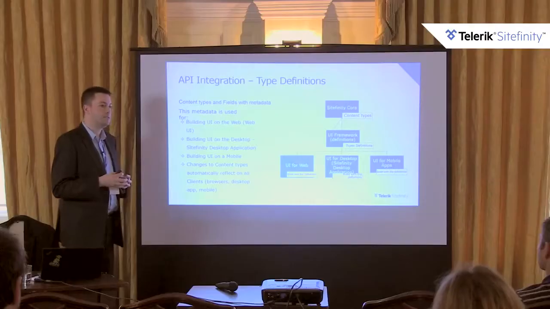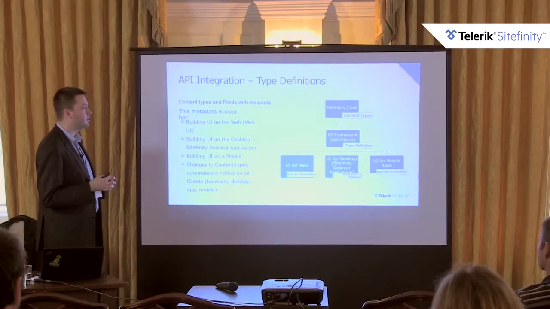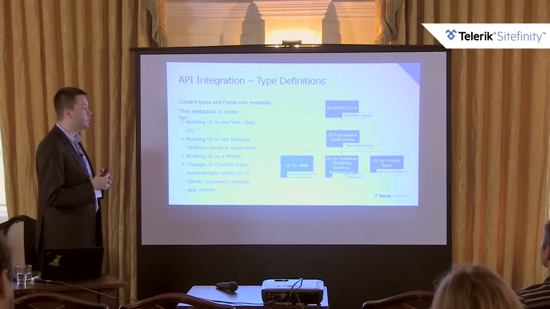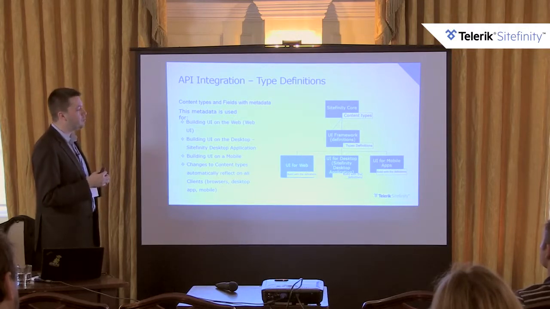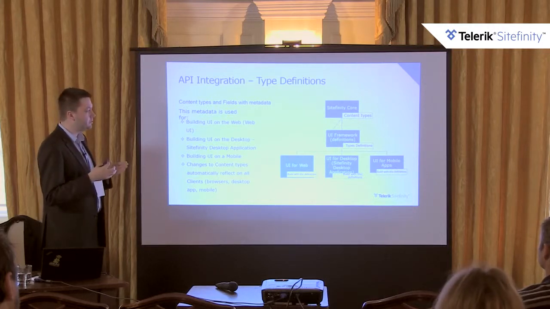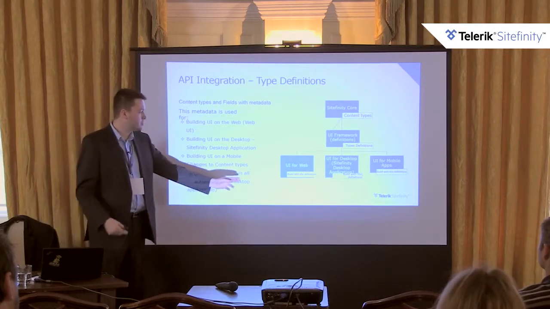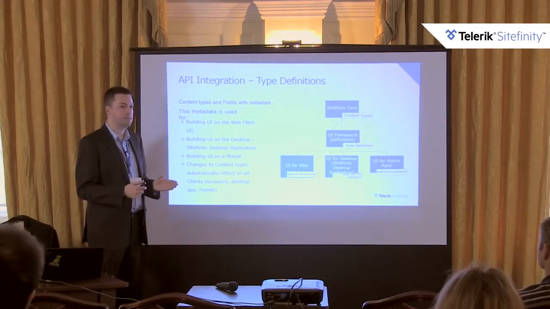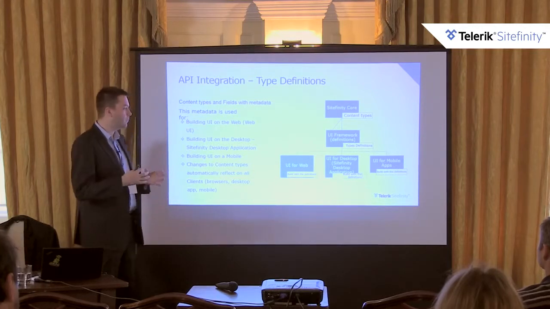And one of the things that is often neglected is the content type definitions. What this means is that basically Sitefinity Core knows about all the content types that are in Sitefinity. And it knows about the fields, the restrictions that each field might have, and so on. So based on these things that we know, we build something like metadata for these types. And out of this metadata, we can build UI for the web. So the backend that we have on our CMS is just one branch of this tree that we can have.